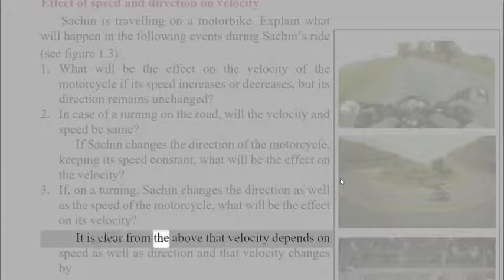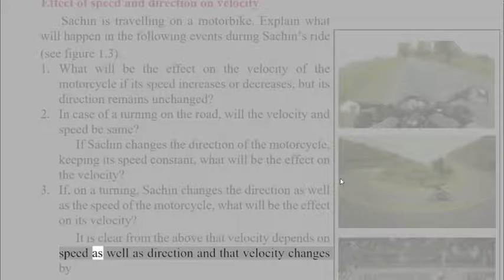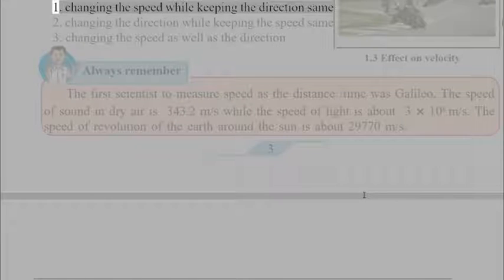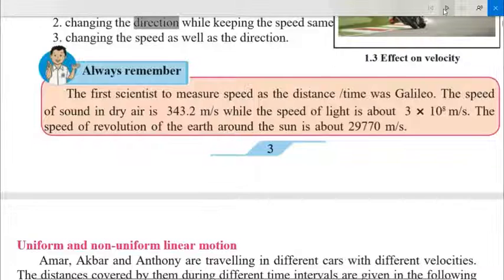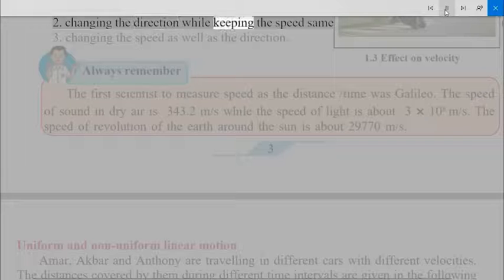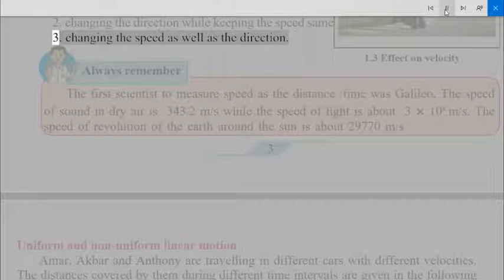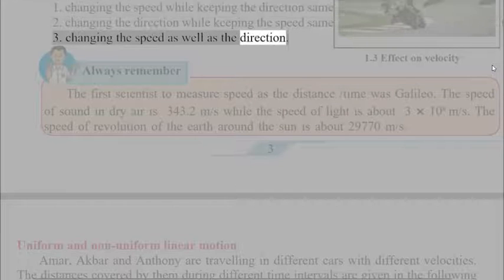It is clear from the above that velocity depends on speed as well as direction and that velocity changes by 1. Changing the speed while keeping the direction same, 2. Changing the direction while keeping the speed same, 3. Changing the speed as well as the direction.